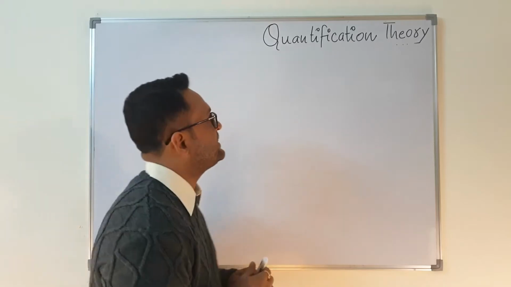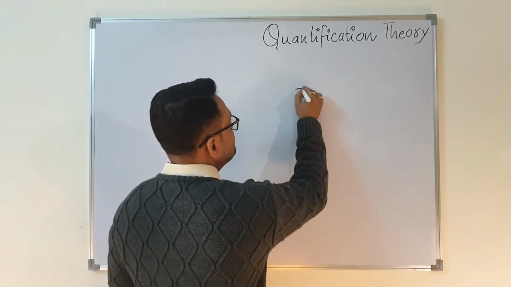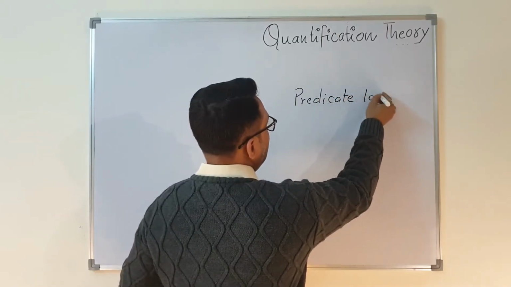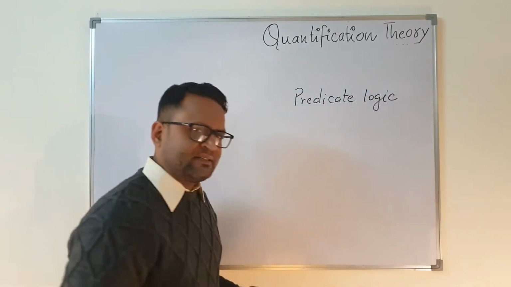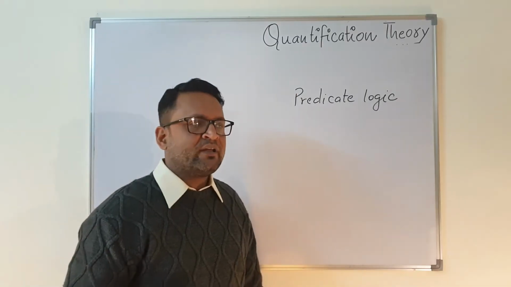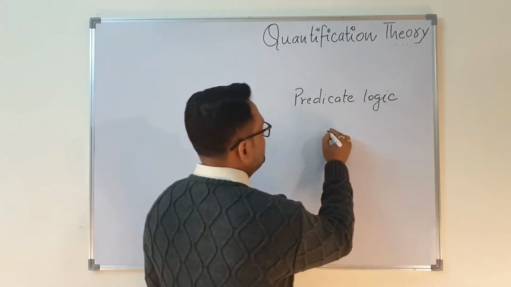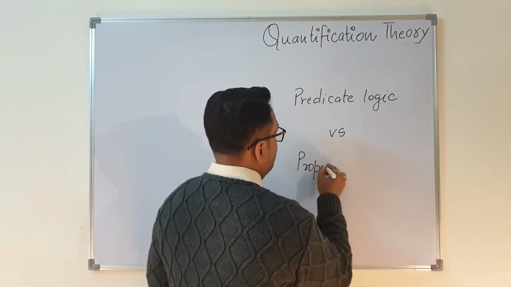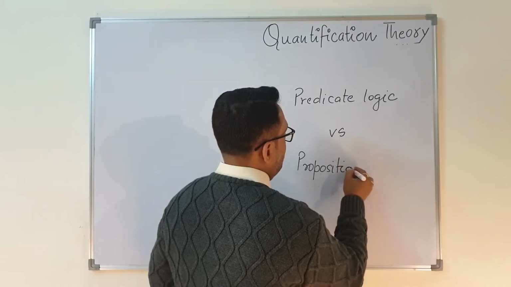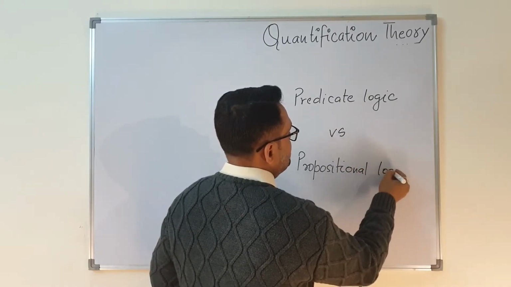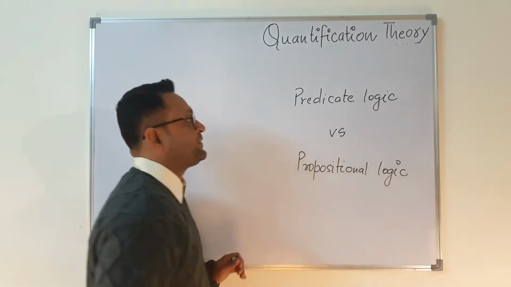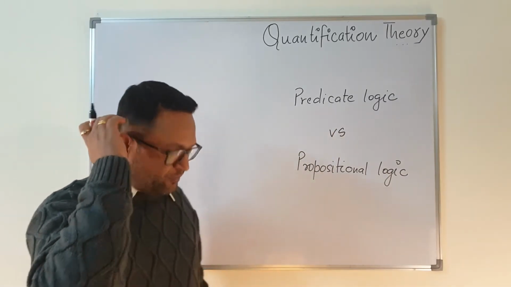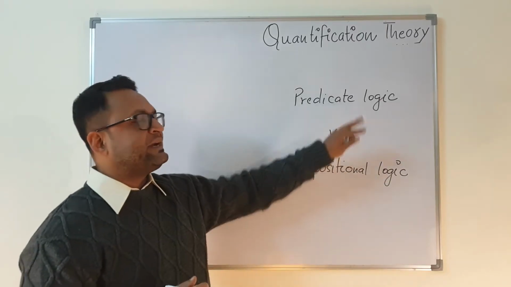So classically speaking, quantification theory is also sometimes called predicate logic, though it may not be the exact synonym of quantification theory, but we basically make a distinction between predicate logic and propositional logic. So what we have studied up to now was basically propositional logic, and what we are planning to take right now is basically called predicate logic.